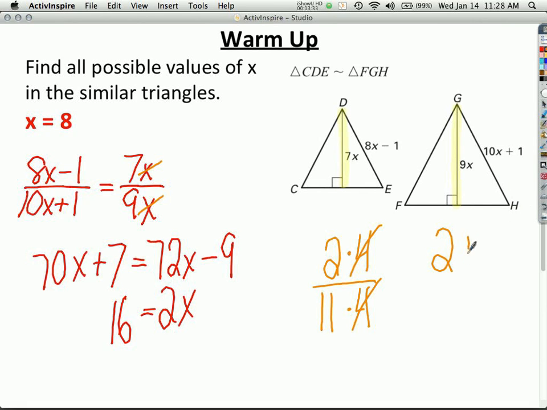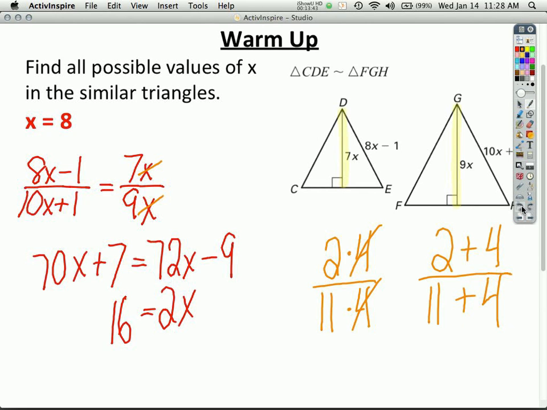That does not work if you have things added. This is not the same thing. You cannot do that. That does not work. It only applies to multiplication and division. Does anyone have any questions about that? Any questions about today's warm-up?